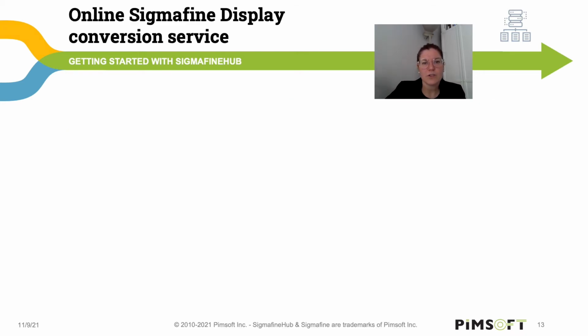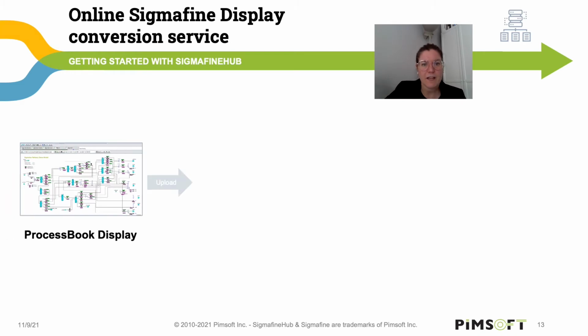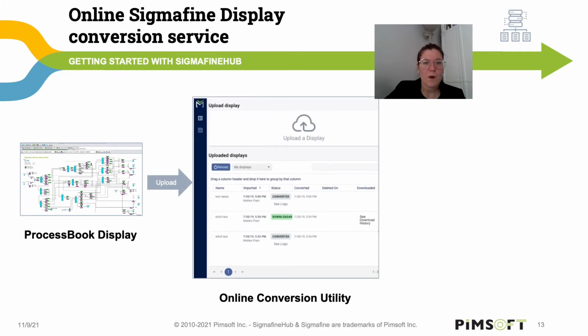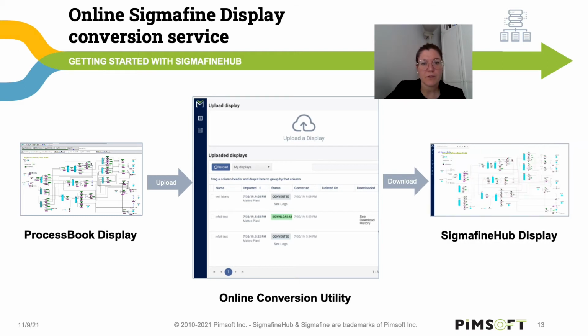Here is a short recap of the display conversion process. The PDI files need to be loaded into the Sigmafine Hub site, where they will be converted. When the conversion is over, a message will be sent to the user, who will be able to download the converted file and load it in the new Sigmafine Hub server of his company. After that, the user will be ready to work with it.